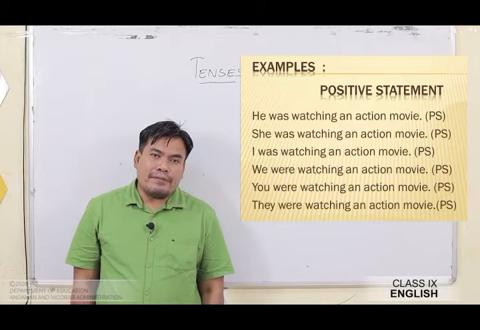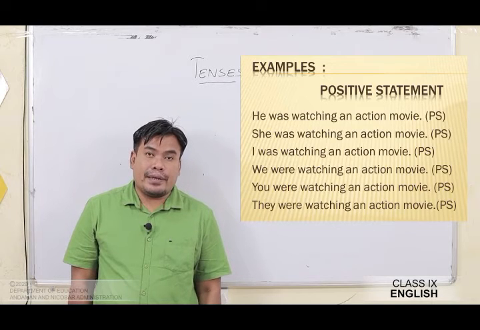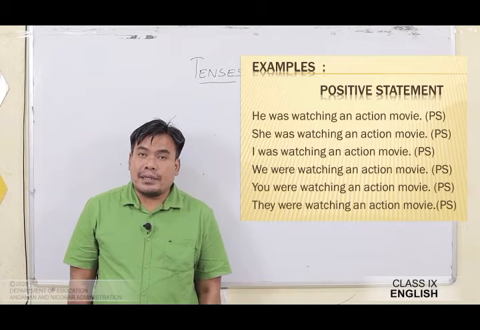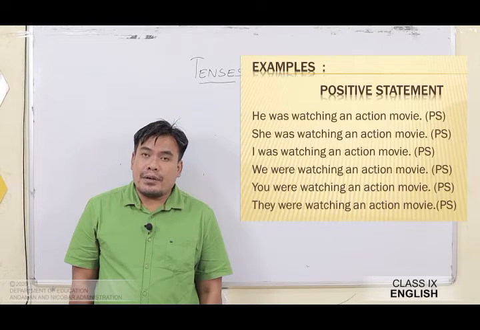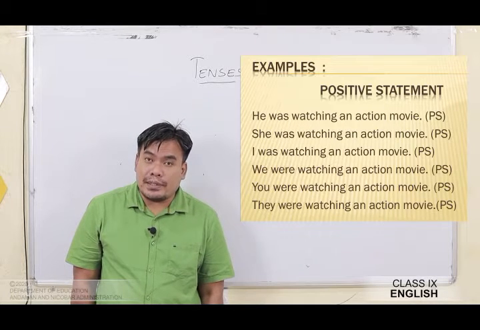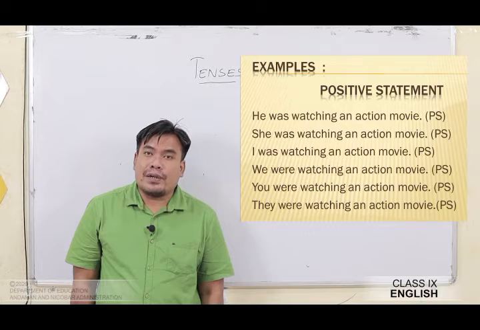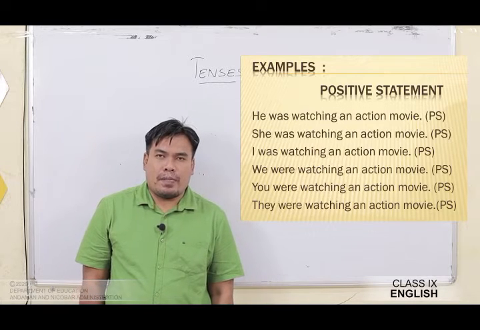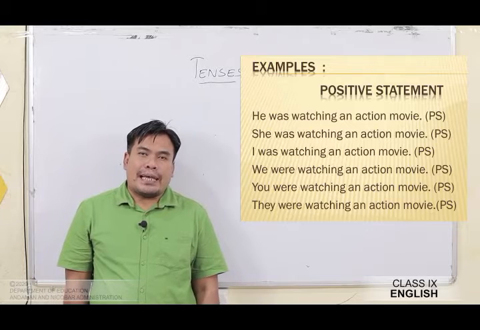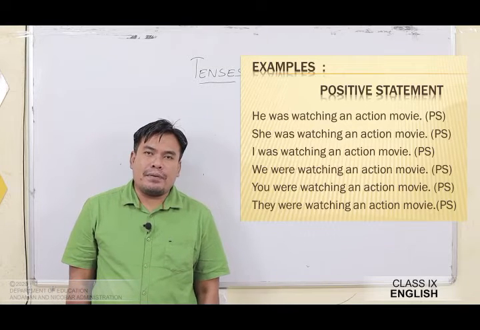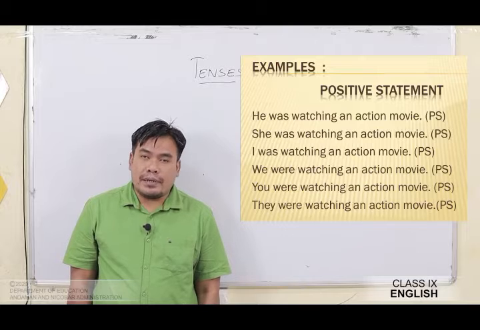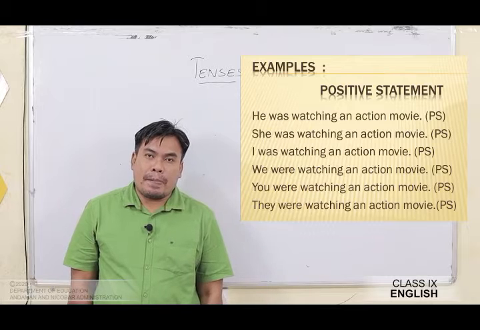So it's clear over here that whenever the subject I is being used, it has to come along with was when we are talking about the past continuous tense. But for we, you, they, were will be coming along with all those subjects. Try not to forget all those which I have just told you right now. Those examples on screen right now are the positive statements.